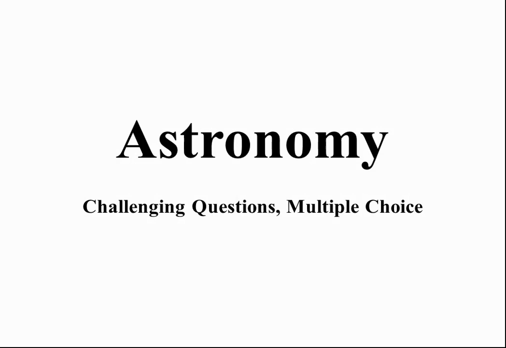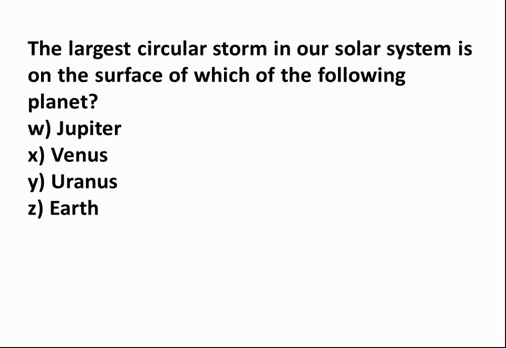Astronomy. Challenging questions, multiple choice. The largest circular storm in our solar system is on the surface of which of the following planets? W. Jupiter. X. Venus. Y. Uranus. Z. Earth. Answer: W. Jupiter.